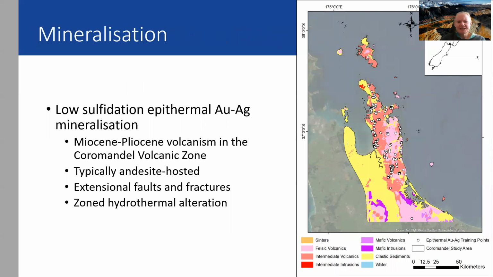So the mineralization, we're looking at low sulfidation epithermal gold mineralization, which is related to the Miocene-Pliocene volcanism in the Coromandel volcanic zone. It is typically andesite hosted and related to extensional faults and fractures. And the mineralization also typically shows a zoned hydrothermal alteration signature.